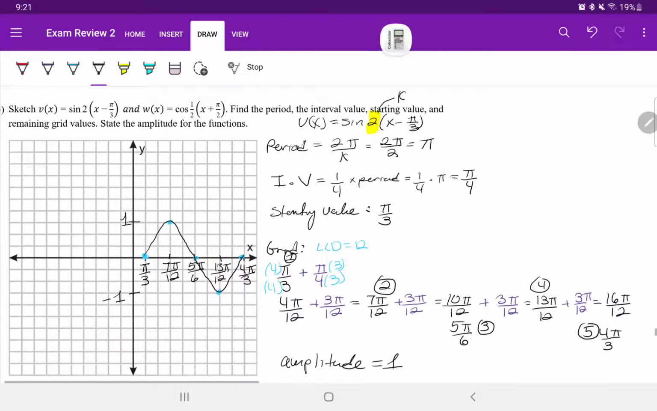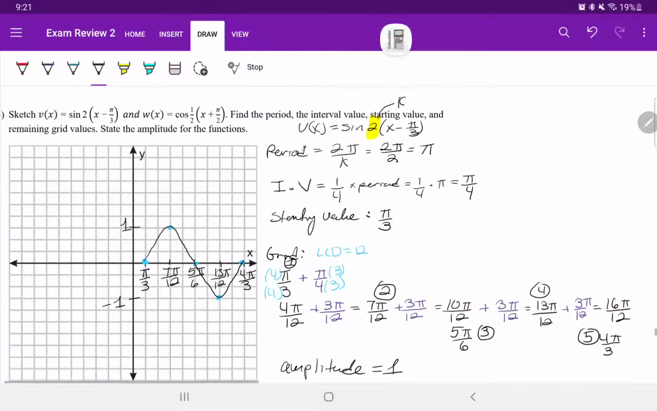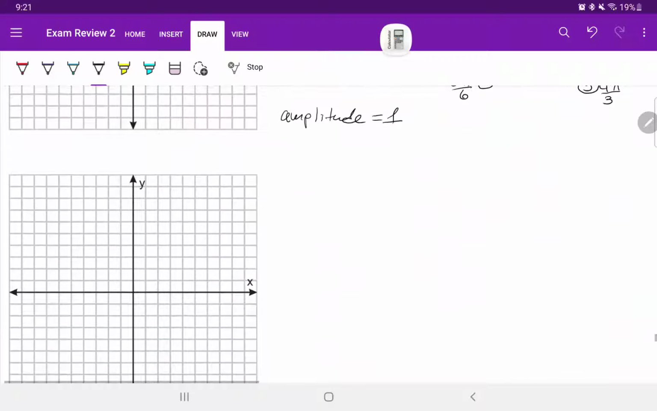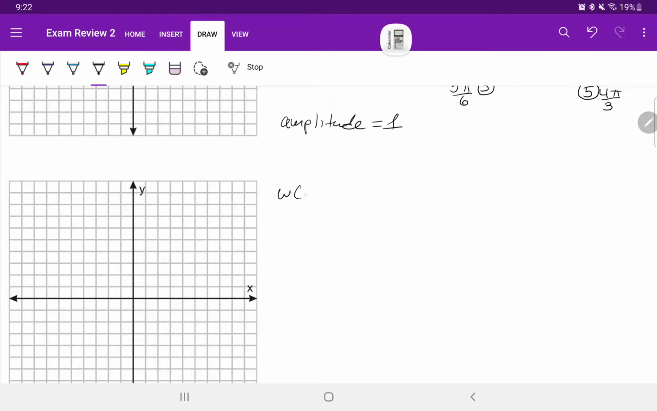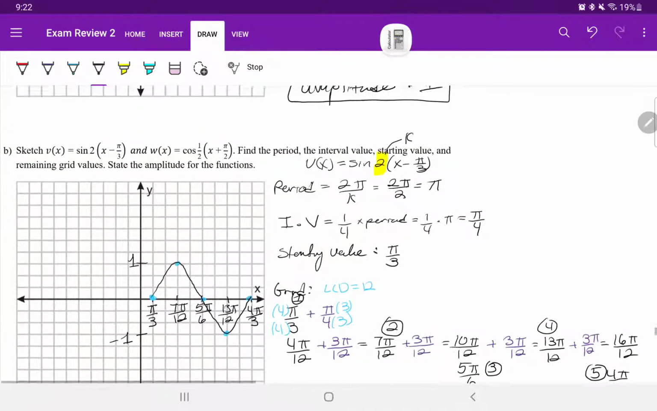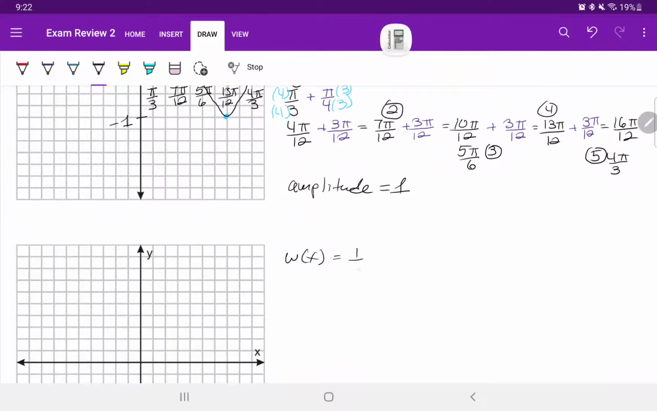So let's move on to the next one. And that is w of x equals cosine of 1/2 x plus pi over 2.